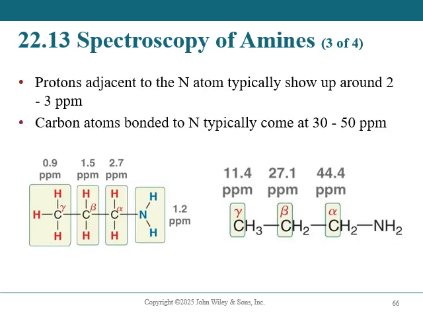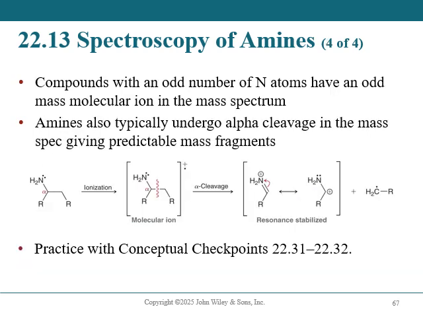Now let's talk a little bit about carbon NMR. Protons adjacent to nitrogen typically show up around 2 to 3 ppm. Carbon atoms bound to nitrogen typically appear between 30 and 50 ppm. Compounds with an odd number of nitrogen atoms will have an odd mass molecular ion in the mass spectrum. Amines also typically undergo alpha cleavage in the mass spec, giving predictable mass patterns.